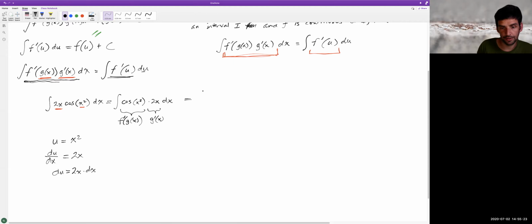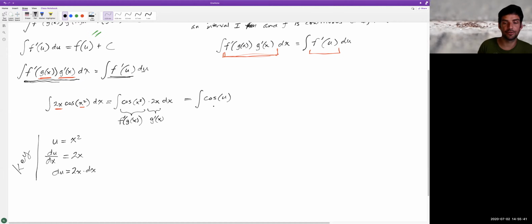So here's what I'm going to do now. I'm just writing everything again, but using this little key. This over here is like my key, right? Where I see an x squared, I'm going to write a u. So I have cosine of u. Here where I have 2x dx, I'm going to write a du. Right? That's exactly what happened here. U replaced g of x, g prime dx was replaced by du. And that's what I've done here.